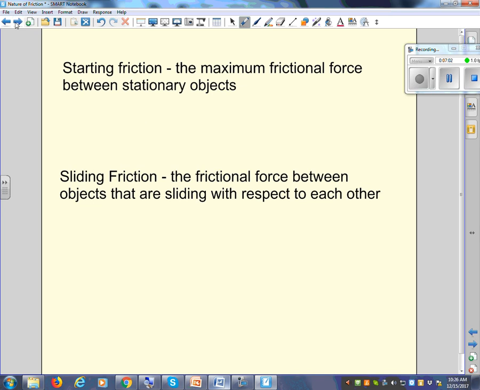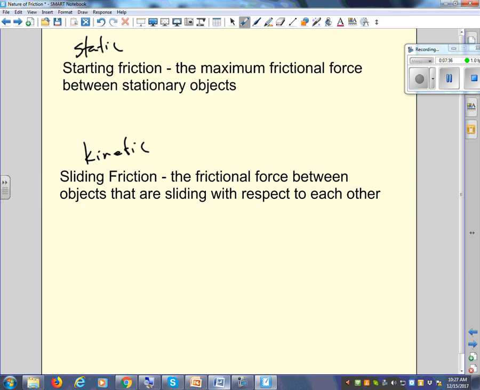Okay, you should know these two things: starting friction and sliding friction. It'll be in that handout there. Starting friction is the maximum frictional force between stationary objects. So maximum implies that it is the biggest, right? And sliding friction is the frictional force between objects that are sliding with respect to each other. The other word for starting friction is static, and the other word for sliding friction is kinetic.